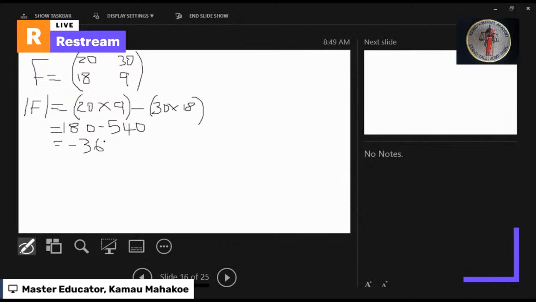That is the determinant. The adjoint would be, now we're going to switch our places. So where A was, we put it down where D is now. And where D was, we put it up where A is. For the B and C, we change the sign. So it becomes negative 30 and negative 18.